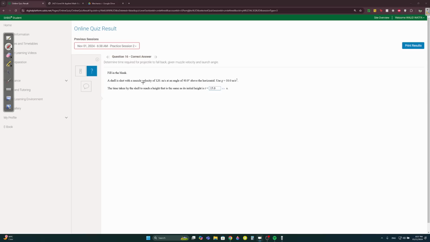Question 16. A shell is shot with a muzzle velocity of 120 meters per second, so this V node is 120, at an angle of 40 degrees. Theta equals 40. G is 10. The time taken for the shell to reach a height that is the same as its initial height. Whenever we say same as its initial height, basically we're saying total time. Let's say you have your projectile here. You start over here, you go and you finish here. Isn't the height here the same as the initial height? Yes. And isn't that the total time? Yes. So you just use the total time, 2 V node sine theta over G.